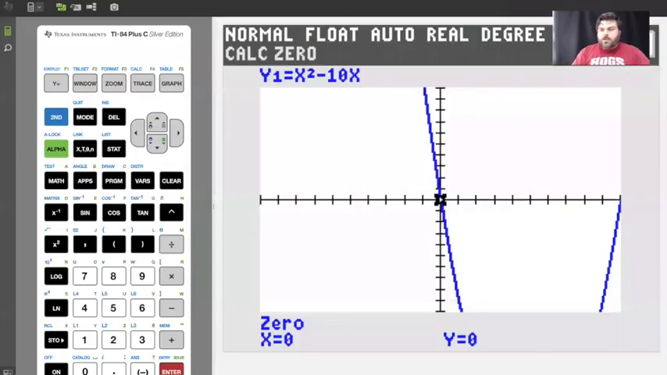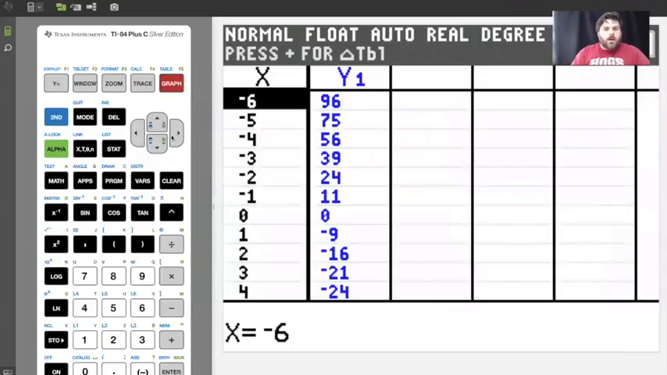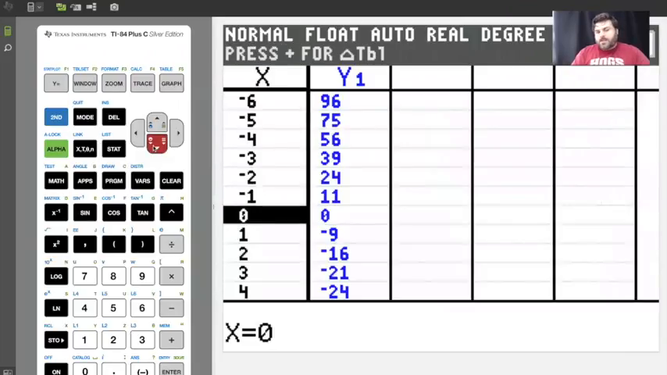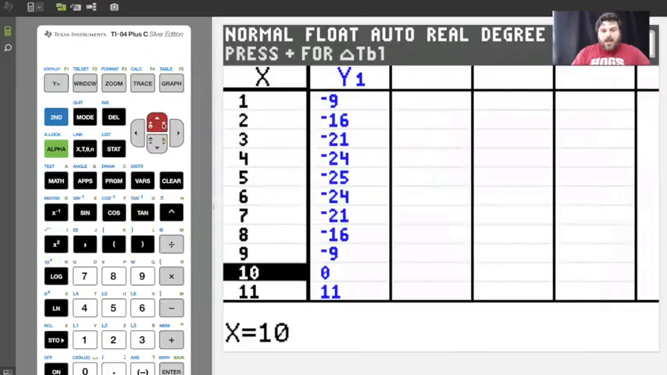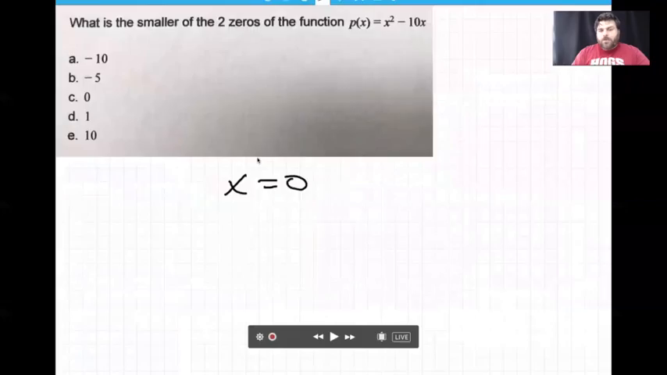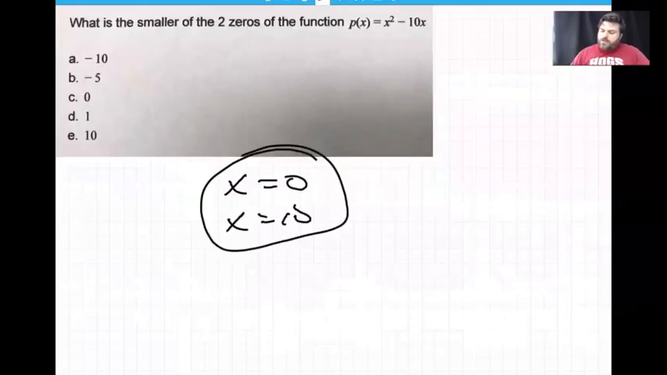The second 0 is over here. I think I can actually look at the table on this one. See how 0 makes a 0? The fact that the y is a 0 means it's a 0. And then I think, again, at 10 makes a 0. So 10 is going to be my other one. Remember, just do second calculate 0 if you're not sure. X equals 10. Those are my two zeros. The smaller one is going to be 0.